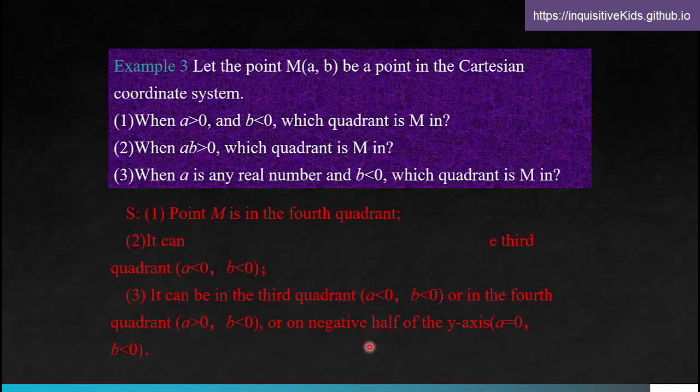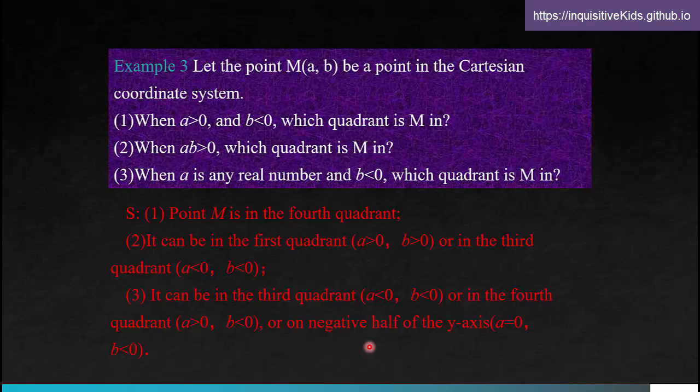So I'm just going to walk you through example 3 quickly. Let the point M(a, b), so M is the name of that point and a, b are its ordered pair, on the coordinate system. When a is greater than 0 and b is less than 0, what quadrant is M in? Well, that would mean that a is positive and b is negative. So that means point M will have to be in the 4th quadrant, if you remember the patterns we discovered earlier.